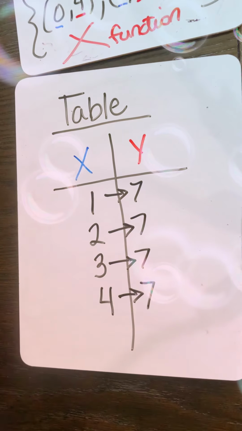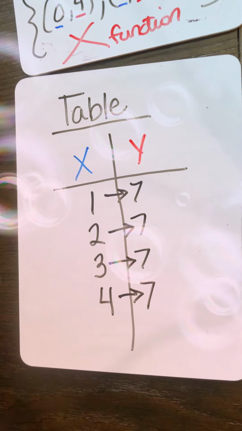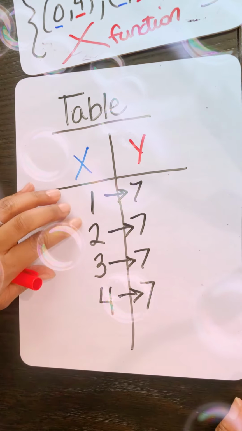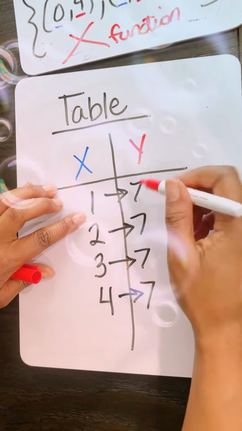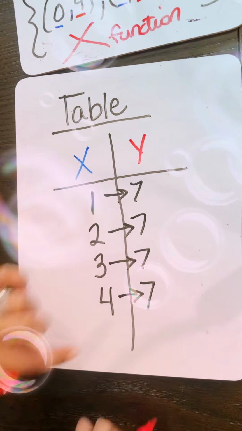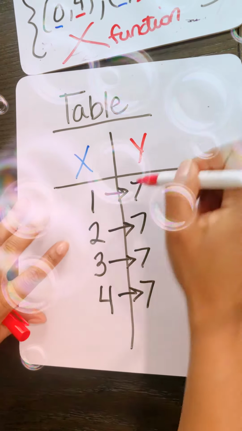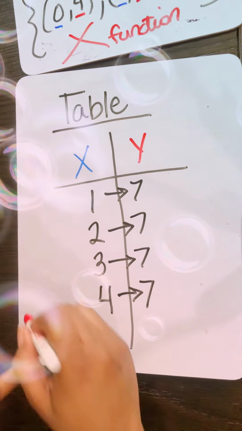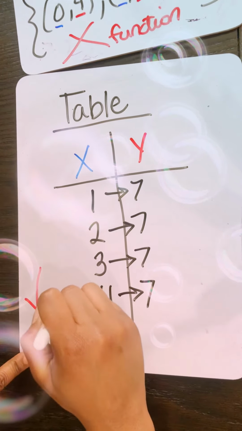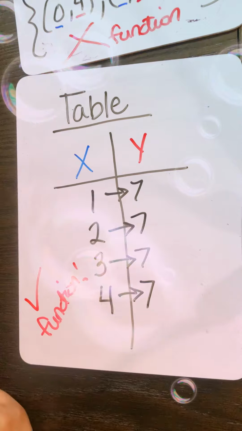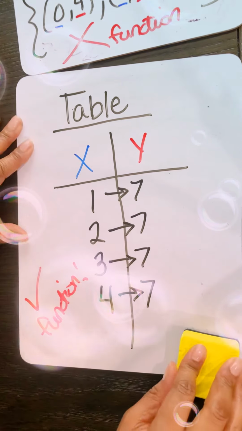Is this a function? The answer is yes, it is a function because you don't have different outputs for the same input. Every input has its own output. It does not matter if the outputs repeat as long as the inputs are not repeating. So yes, this is a function. Okay, so that is the third representation, which is a table.